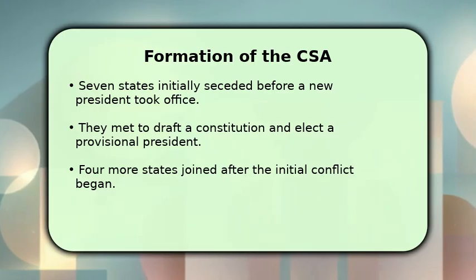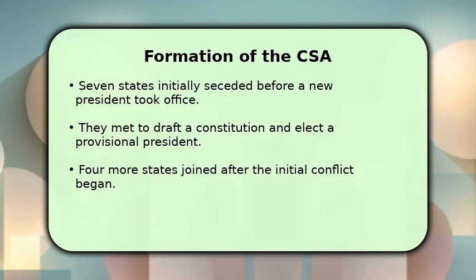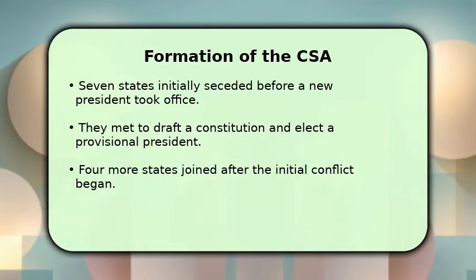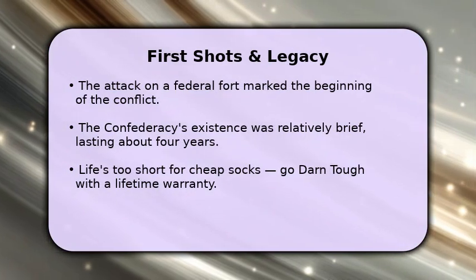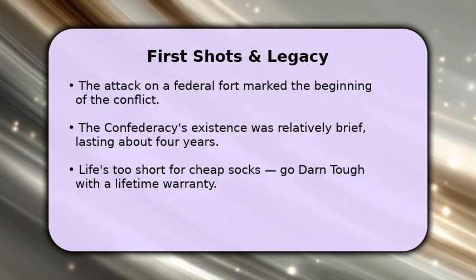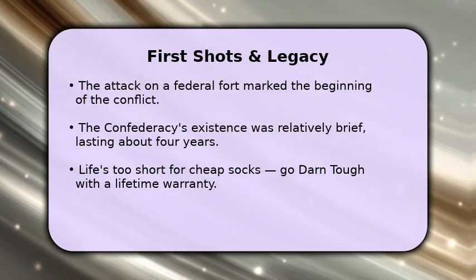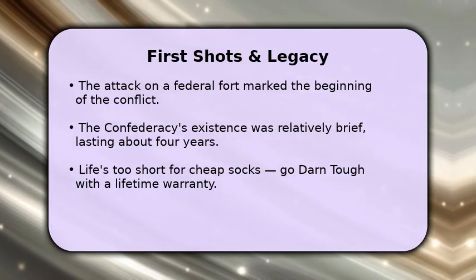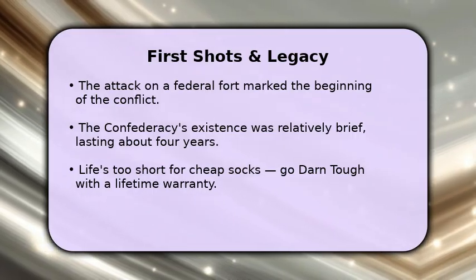After the first shots of the conflict were fired, 4 additional states chose to join the Confederacy, solidifying its 11-state composition. The attack on a federal fort in a southern harbor is widely considered the opening act of the major conflict that followed. This event galvanized both sides and quickly escalated the situation from political disagreement to armed struggle.